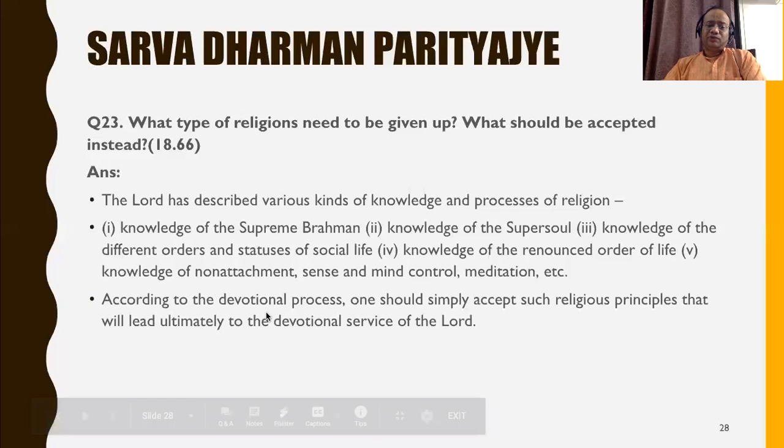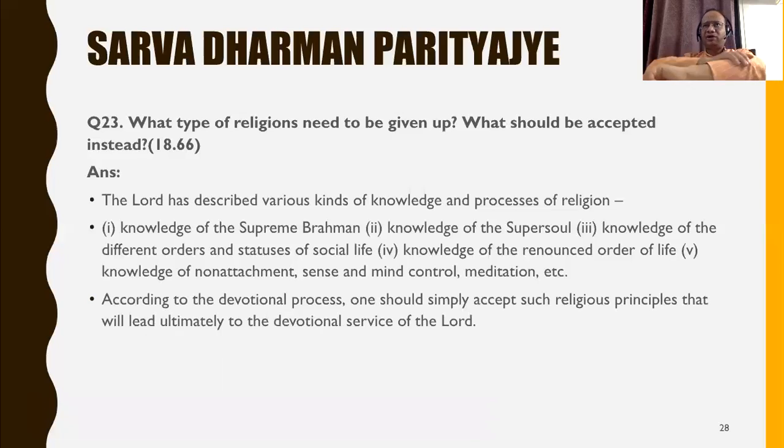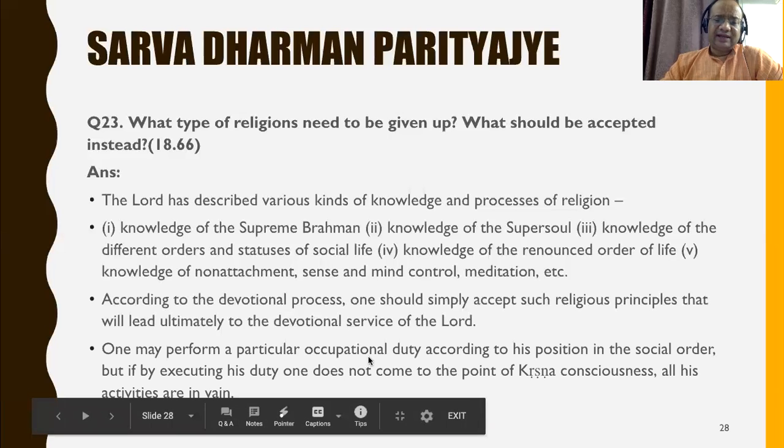So according to the devotional process, one should simply accept such religious principles that will lead ultimately to the devotional service of the Lord. When the Lord says sarva dharman parityajya and then mamekam sharanam vraja, what he's trying to say is that all these processes that I have given to you are useless unless they are directed towards me. If you simply surrender to me and continue these processes so that they bring you to me, then it is okay. One may perform a particular occupational duty according to his position in the social order, but if by executing his duty one does not come to the point of Krishna consciousness, all his activities are in vain.